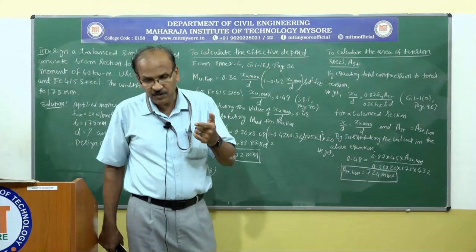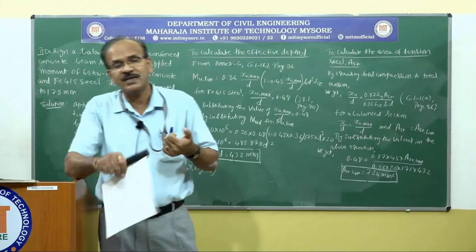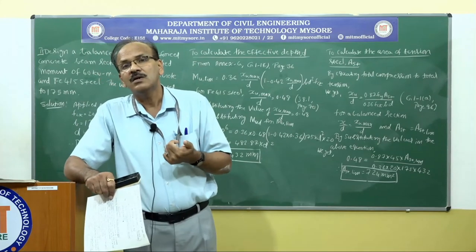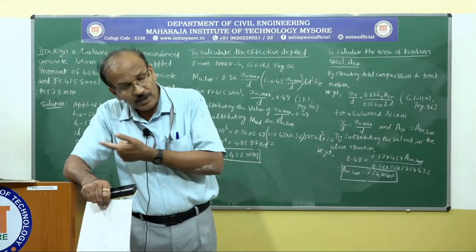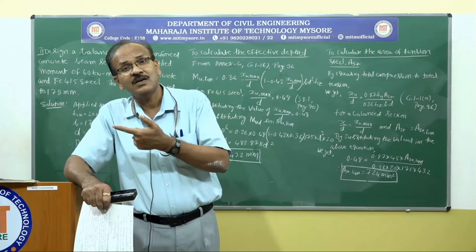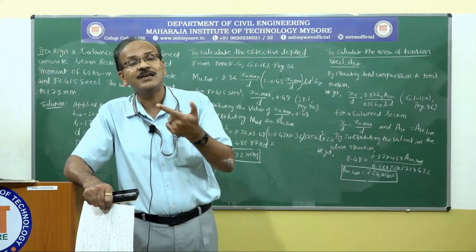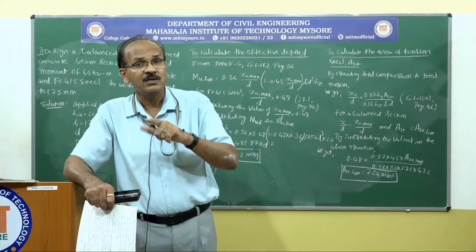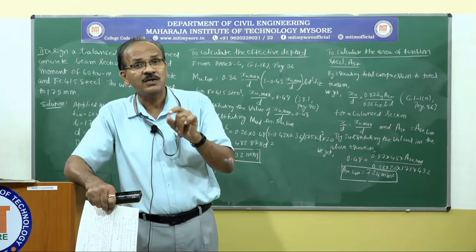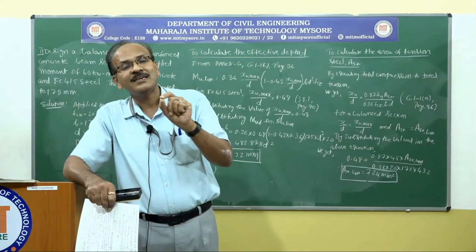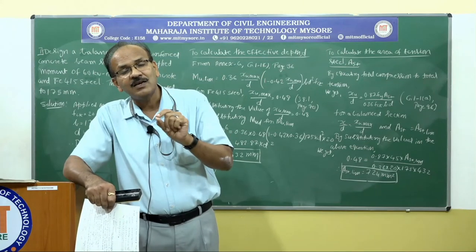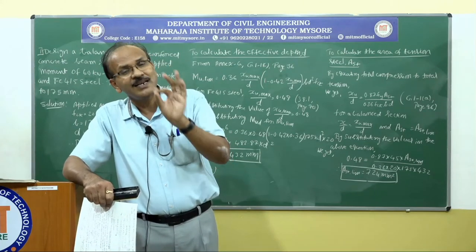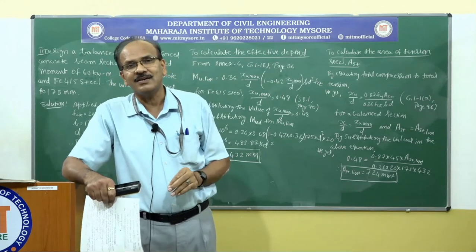So what is the other option we have? We cannot design a section as a balanced section, and also we are not supposed to design a section as an over-reinforced section. The other option is under-reinforced. As I said, just because I say under-reinforced, it does not mean that we are going to provide less steel. Instead, we are going to provide the steel required according to the design.